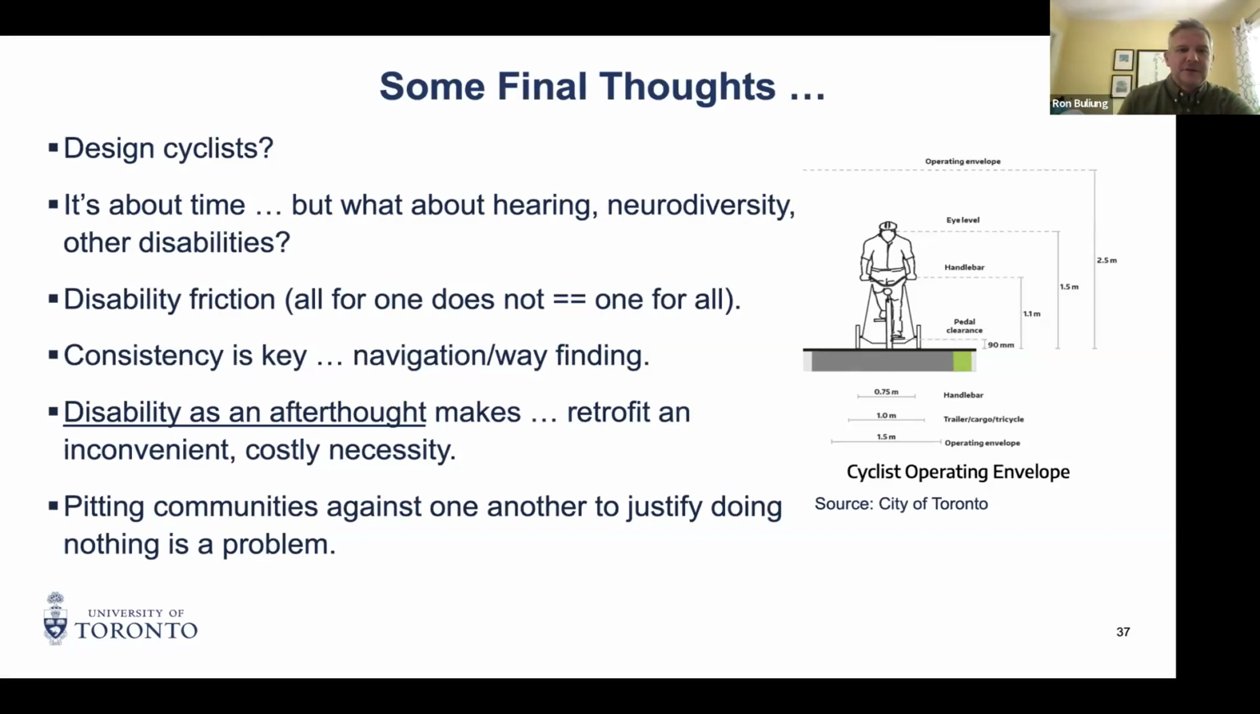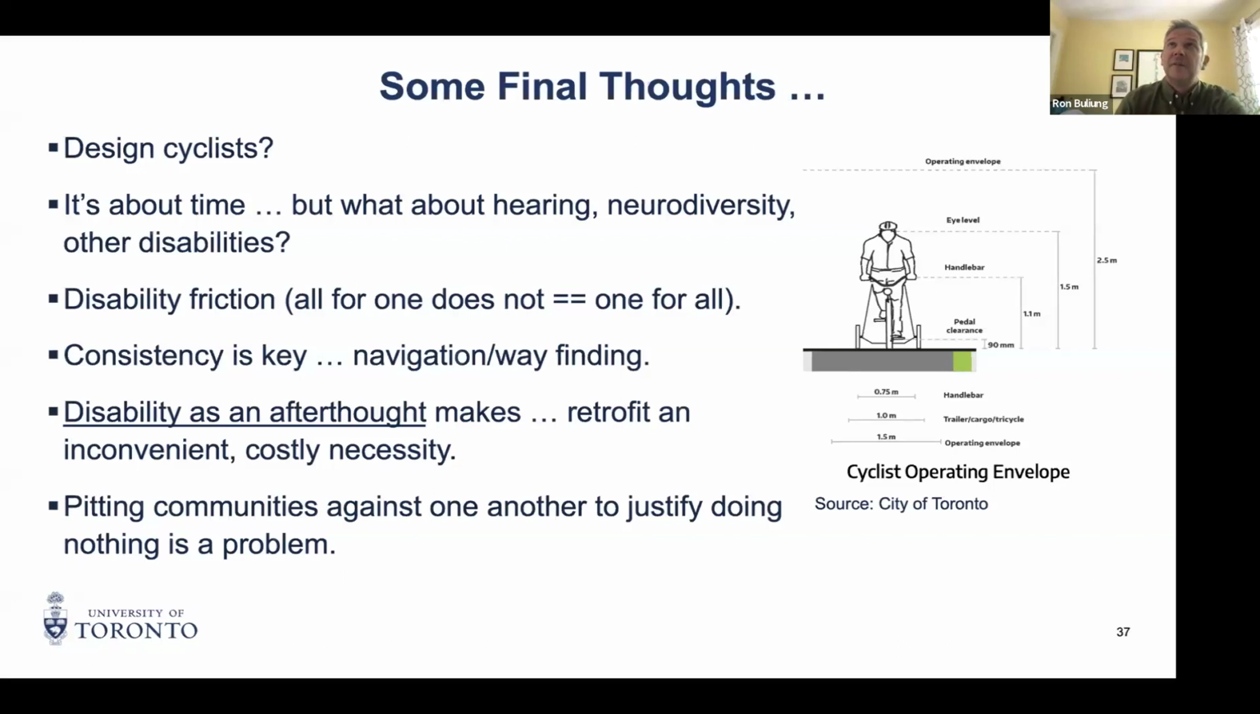Of course, I think it's about time. I'm really excited that when I'm moving around my city, I can see all kinds of attempts to incorporate features that support disabled pedestrians and disabled cyclists in engaging in active transportation, right? There's also this issue, which I suspect some of you have come across. It's called different things: disability tension, disability friction, competing disabilities. Like, all for one does not mean one for all.